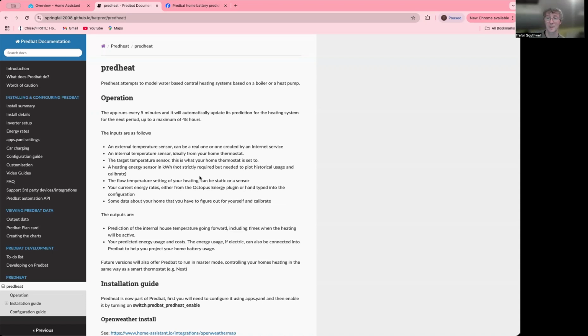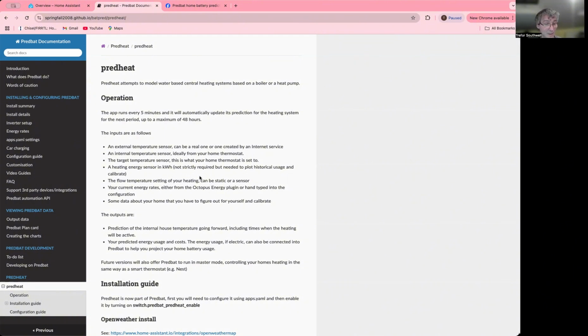Okay, so today I'm just going to talk about Predheat. Predheat is something I've been developing in the background that I worked on last winter, and hopefully getting a few more users testing it this time around. The idea is to predict the amount of heating energy that's needed in your property, either through a gas boiler or through a heat pump, which is probably where it comes in being more useful with Predbat.